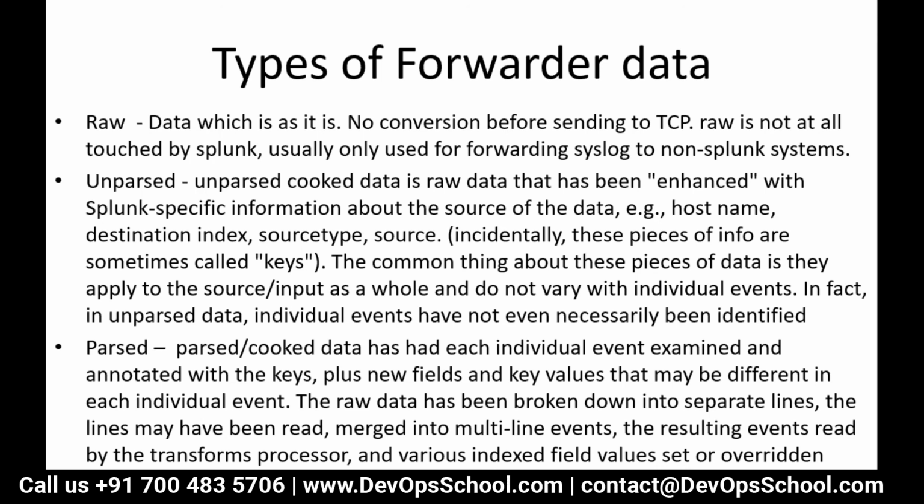The raw data has been broken down into separate lines. The lines may have been merged into multi-line events, resulting in the events read by the transform processor. Transform.conf, which creates a parser actually. So you can apply this transform.conf file in the search head also. You can apply it in the indexer also. So this is the third kind of data types.